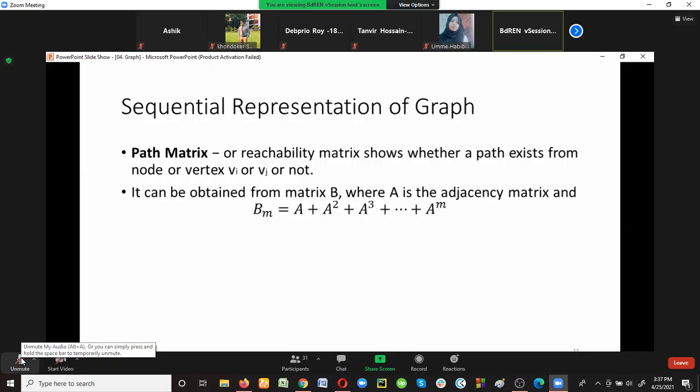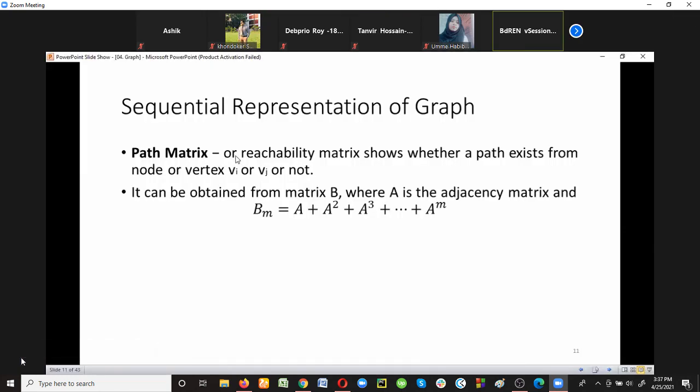The next one is the path matrix. So what is the path matrix? That means you have to find out whether there is any way for traveling from one point to another point. That is the path matrix. We can get this path matrix from the adjacency matrix. The equation is Bm equals A plus A square plus A cube plus dot dot plus A to the power m. And here m equals the number of vertices.